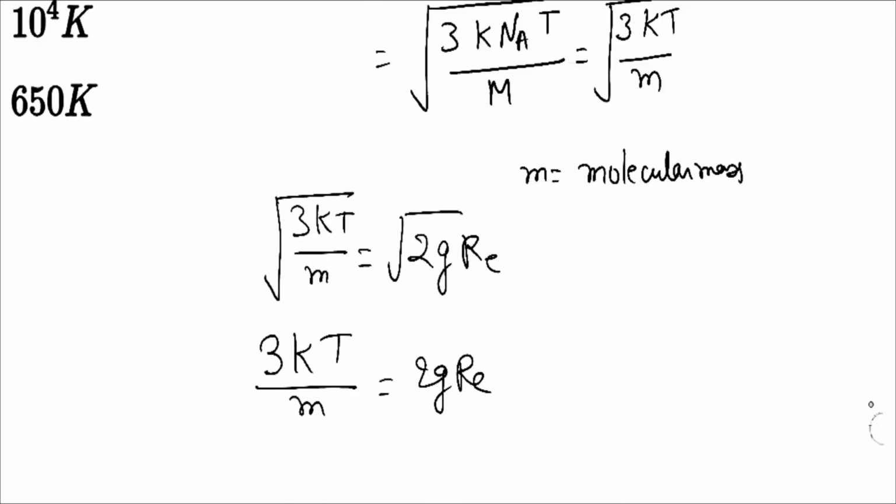So I will write here T is equal to gR. So this will be multiplied here with the inverse, like 1 by this will be multiplied here. So I will write this. So this will be the temperature, 2gR into m by 3kT, right? Now you can just put the values of g, radius of earth, molecular mass of hydrogen by 3k.